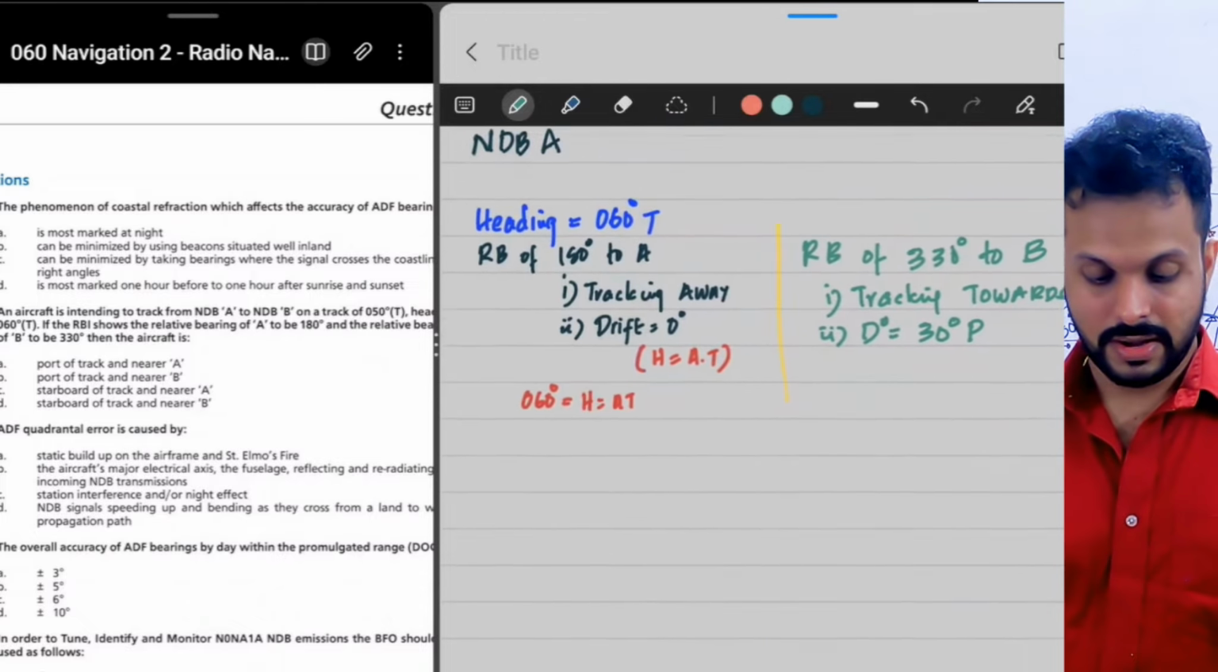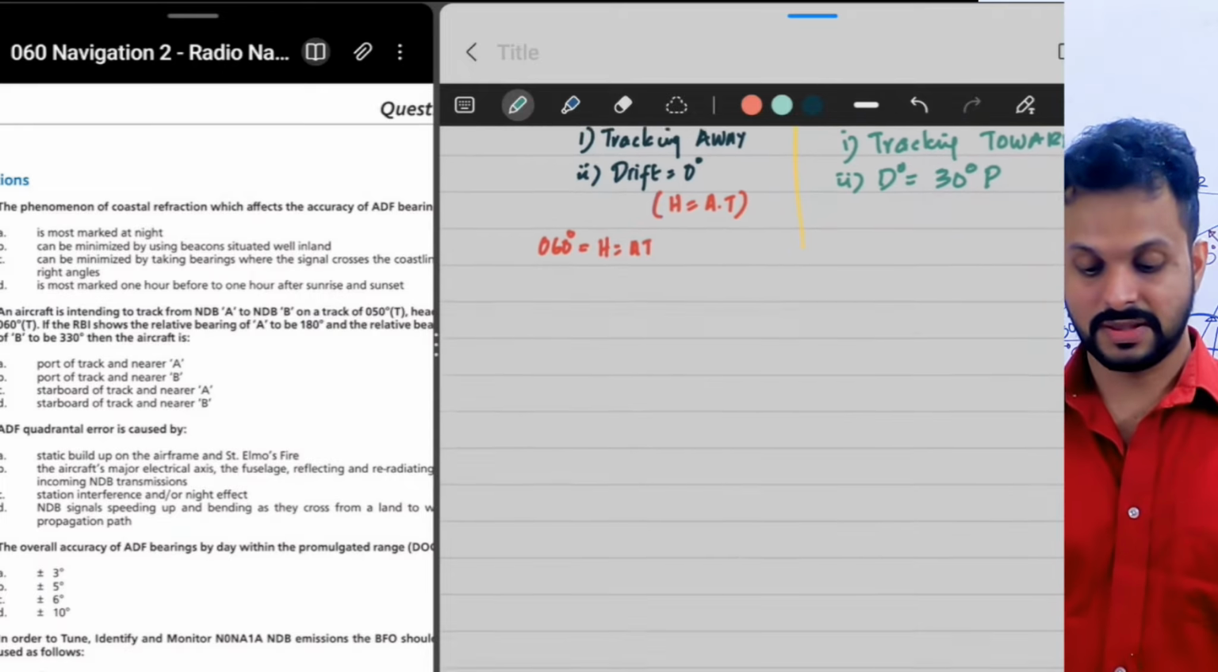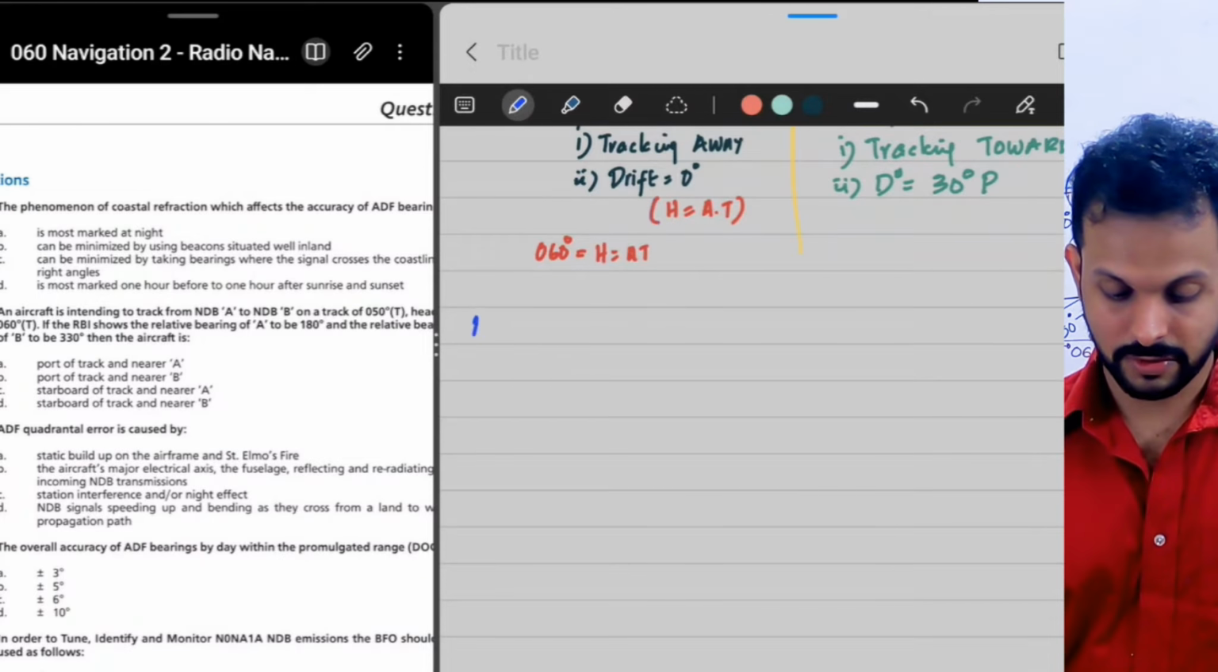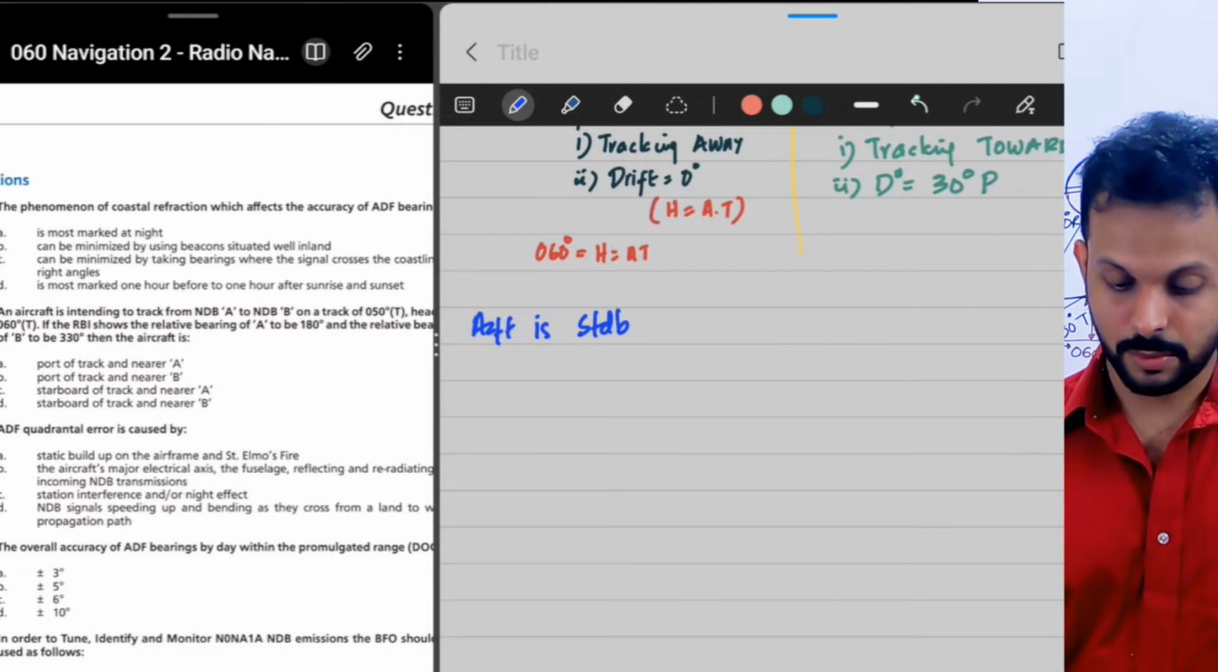Note, let's see what the question is asking after that. The first part is definitely the aircraft being starboard of the track. So the aircraft is starboard of the track.